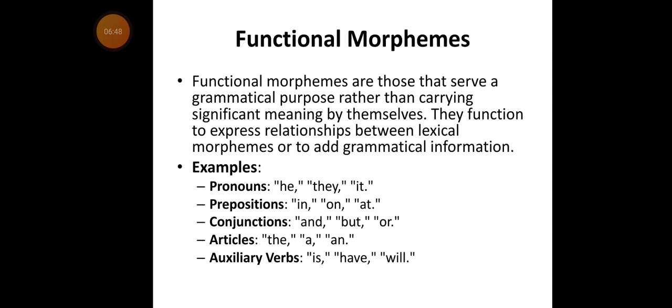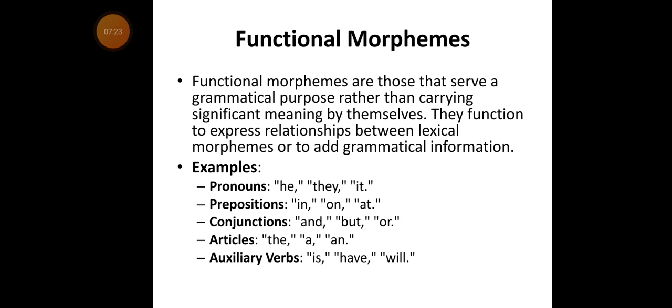So what are functional morphemes? Remember one thing, these are more for, you can say, grammatical information. Functional morphemes are those that serve a grammatical purpose rather than carrying great meaning by themselves. They function to express relationships between lexical morphemes or to aid grammatical information. So all the functional morphemes are about, especially pronouns, prepositions, conjunctions, articles, and helping verbs.